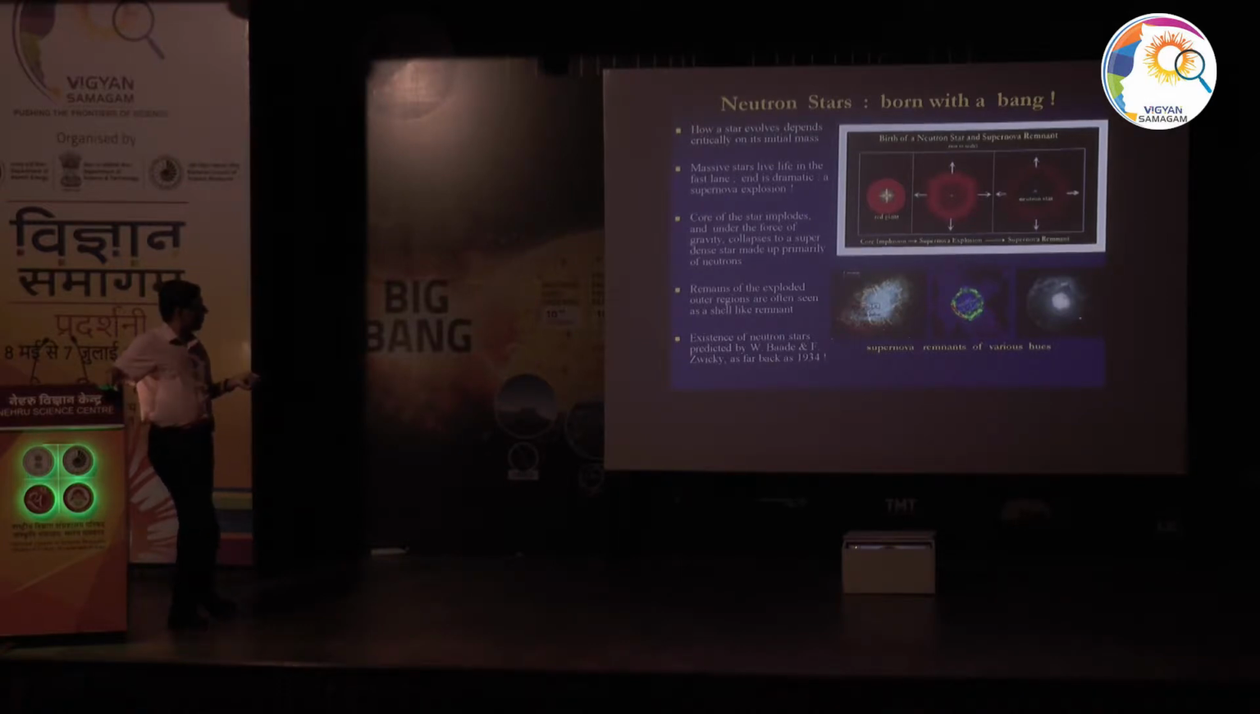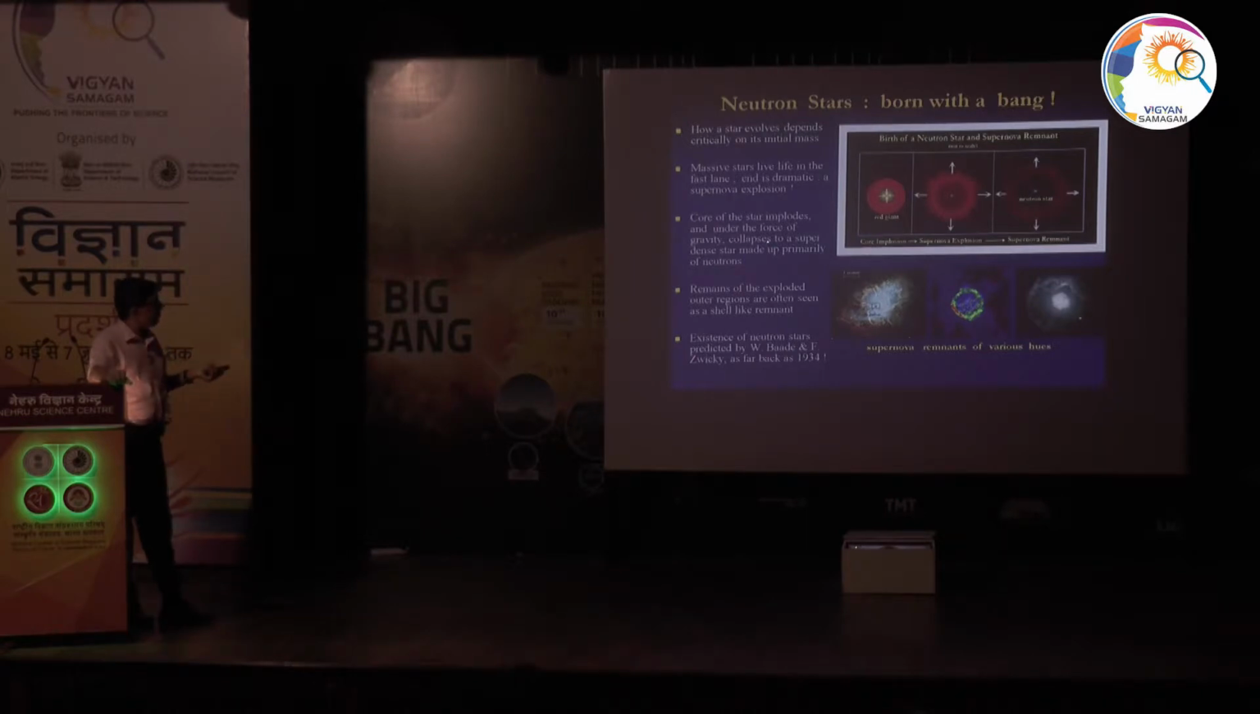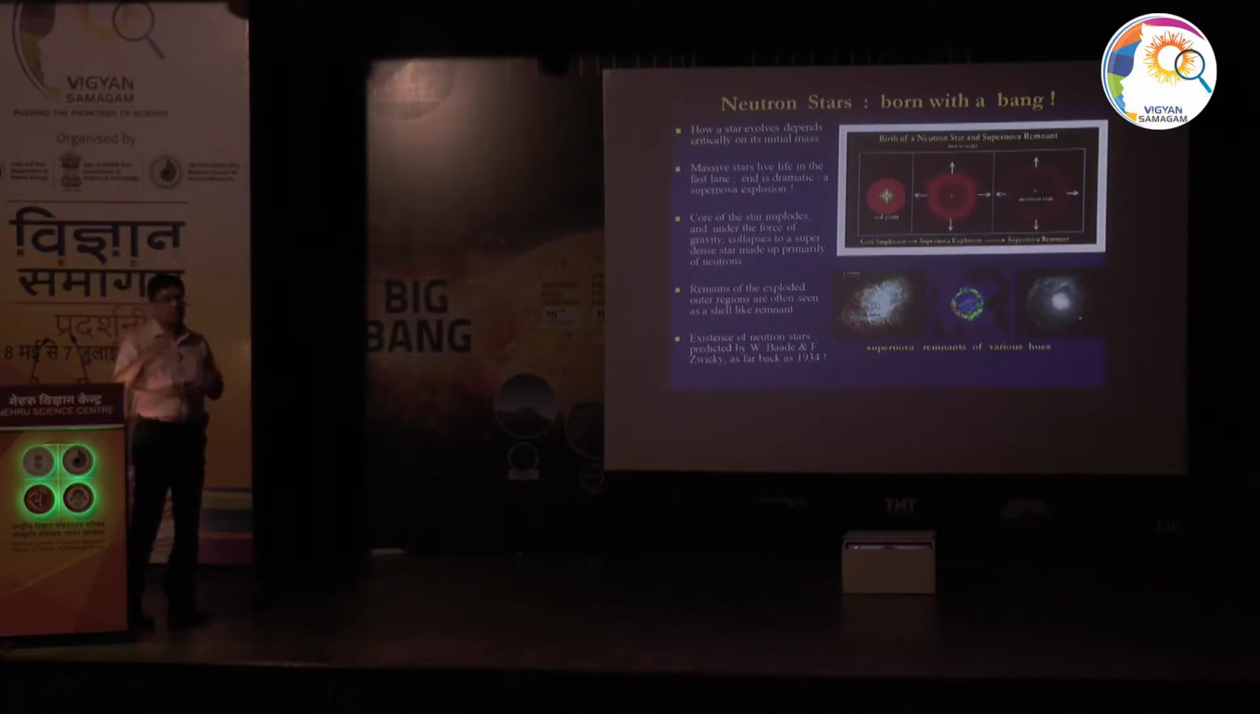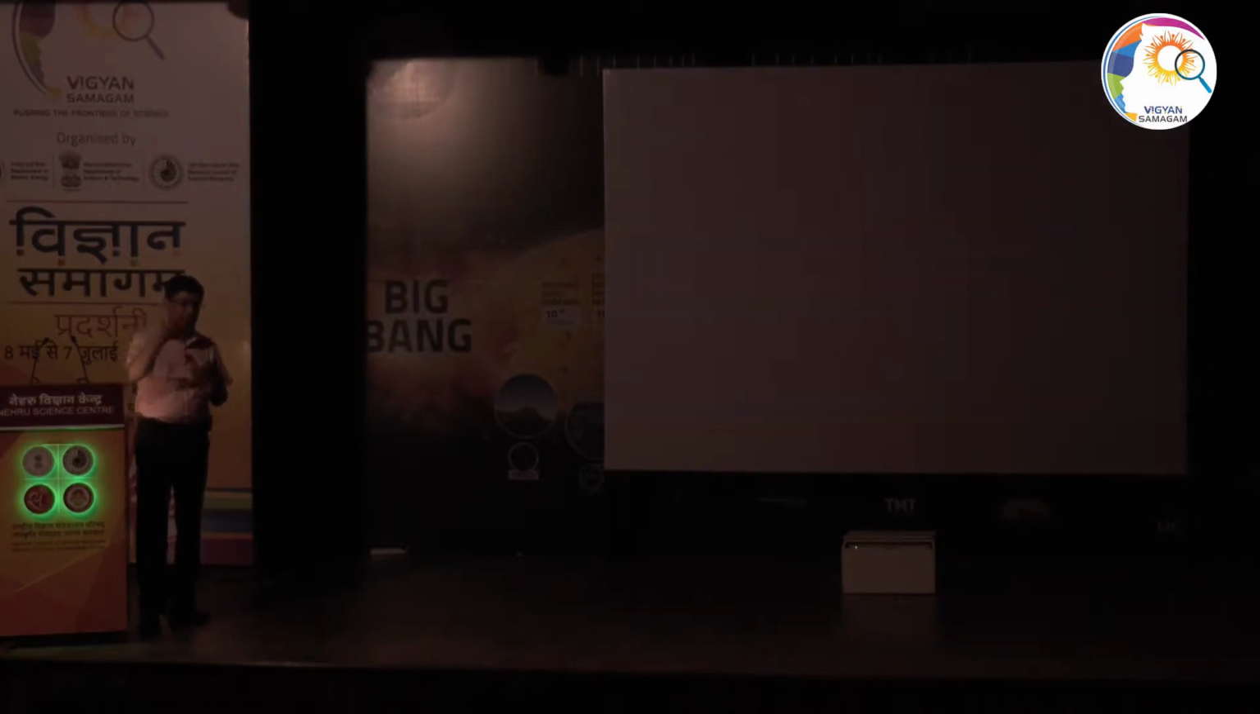Okay, so this remnant can be seen, and the important question that we are trying to ask is what happens at the center or at the core. The core of the star is under the force of gravity, and it collapses to a super dense star made up primarily of neutrons. Now, I'll come to a little bit of the details of that. It may be too technical, but one of the interesting things is that this theory of how a star will evolve given its original composition and mass was worked out by many people. And our Chandrasekhar was one of the scientists who did a lot of the work.